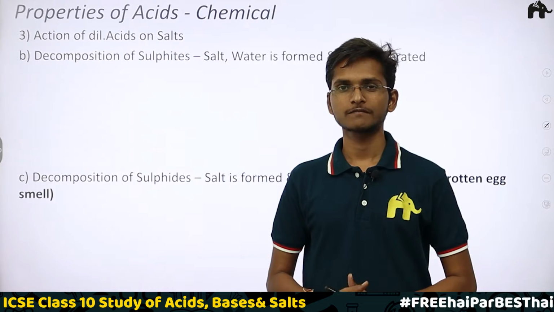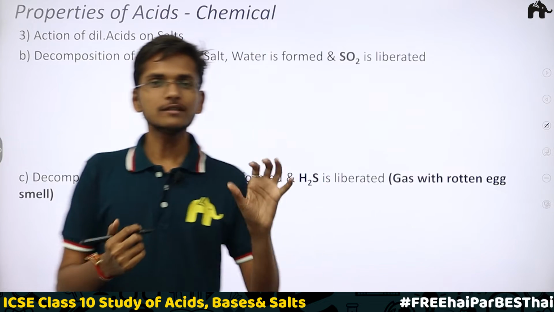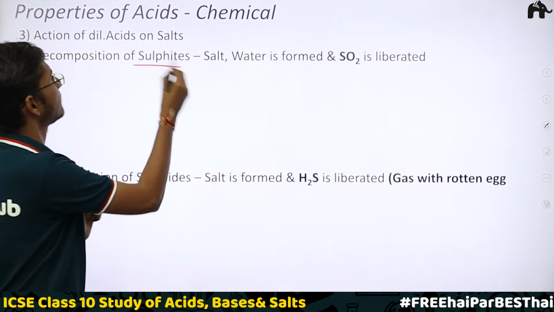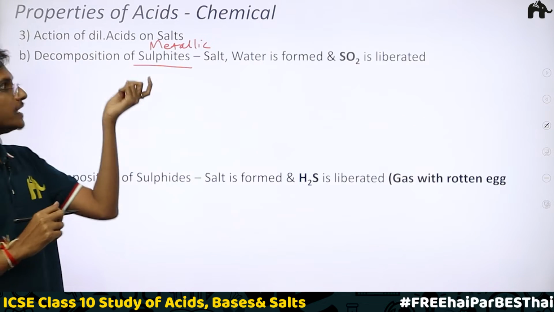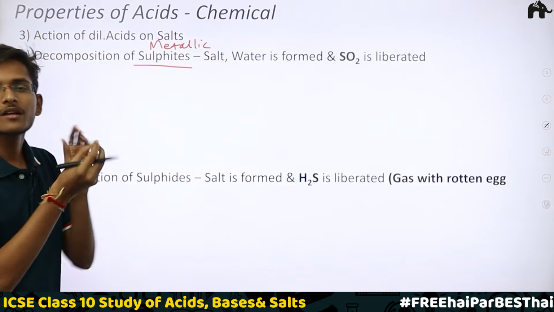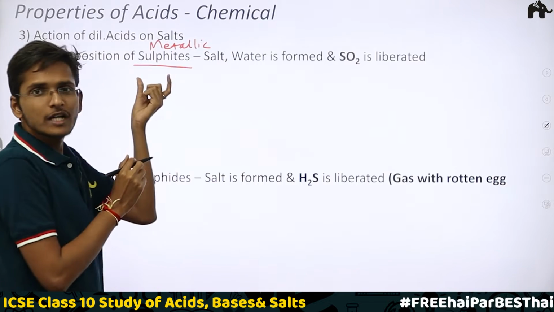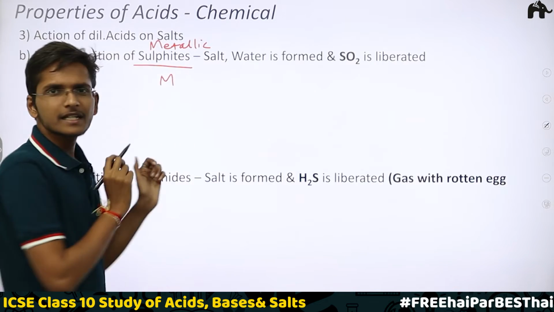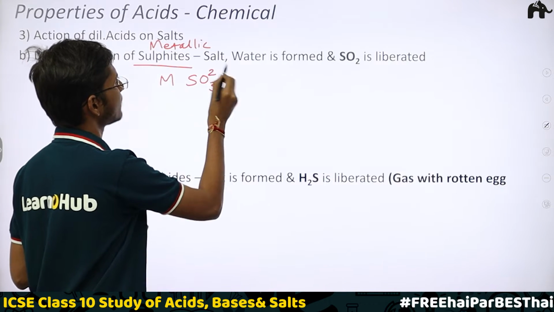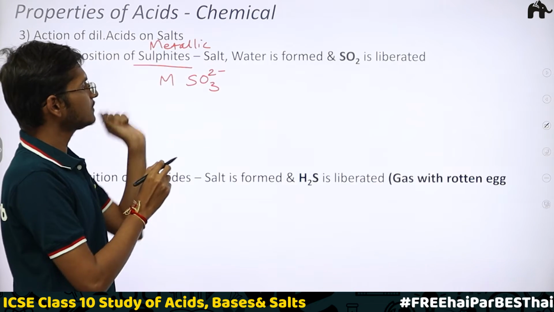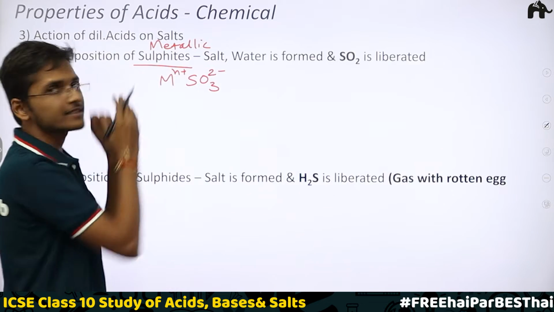Okay, now next is the action of dilute acids on the next type of salts we are going to see, which are sulfides. Okay, metallic sulfides. Now same way they are also going to get decomposed. Decomposed means break down. Okay, so these salts, metallic sulfides. Now what actually are these? There would be a metallic atom, right? And there would be a SO3 2 minus radical. Okay, so metallic ion and SO3 2 minus radical would be there and it would form a metallic sulfide salt.